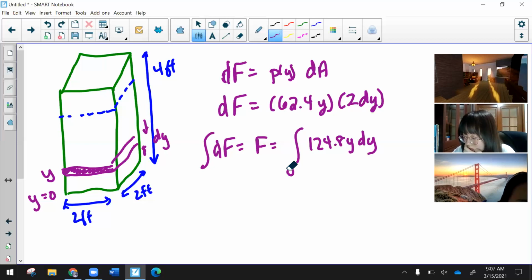Katie, what do you think? Would it be 3.82? 3 point what? 3.83. Where'd you get that? I did 4 minus the 2 inches. That would be. Okay.